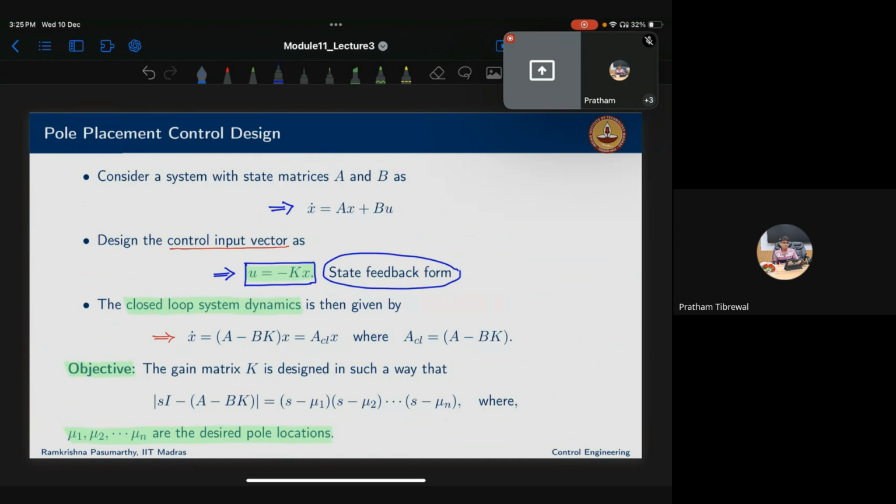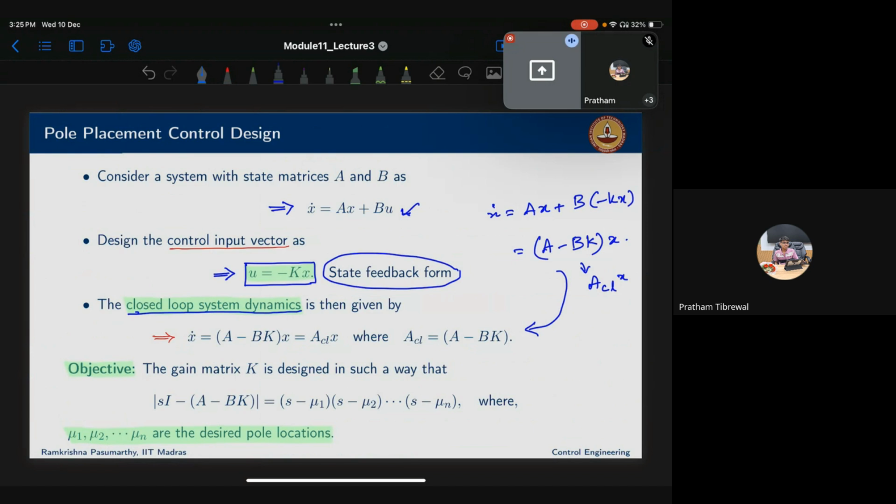Now if you substitute u is equal to minus Kx into this equation, how would that become? x dot is equal to Ax plus B into minus Kx. So that can be written as (A minus BK)x, which is equivalent to this. That is nothing but A_CL x, the closed loop system dynamics, the closed loop system A matrix.